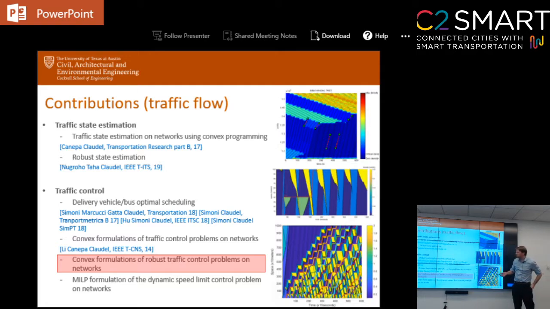What I'm going to present today is a convex formulation of robust traffic control networks problems. And I'm going to also give a few hints on some recent work that we are starting, which is a MILP formulation on dynamic speed limit control, so joint dynamic speed limit control and boundary flow control.